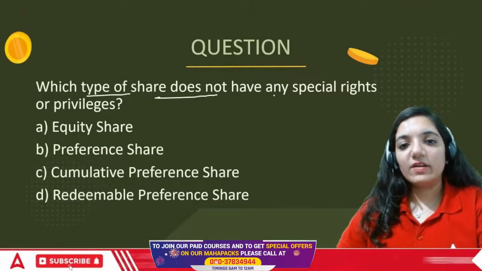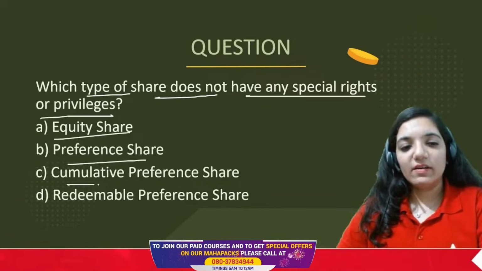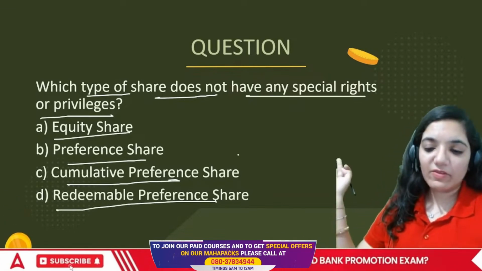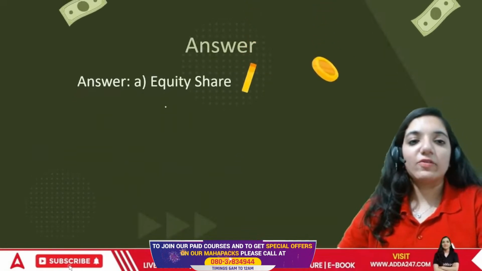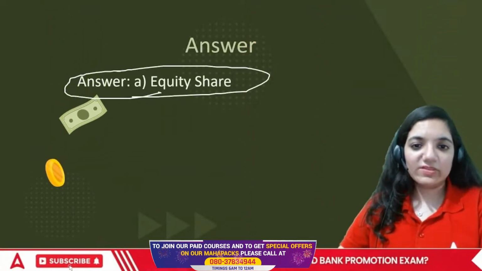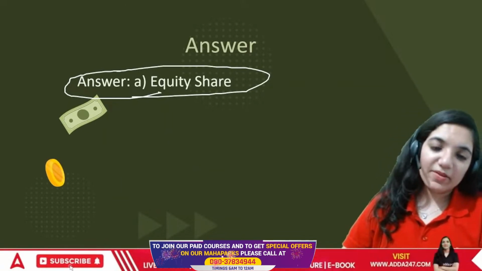Which type of share does not have a special right or privilege? Equity, preference, cumulative, and redeemable. Preference shares have got a lot of privileges. There's only one kind of share which has got nothing. They just live on leftovers. That is equity share. But how harsh it sounds, huh? That equity shareholder lives on leftovers. So does it really happen that way?